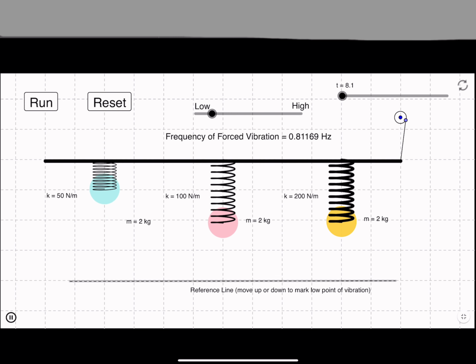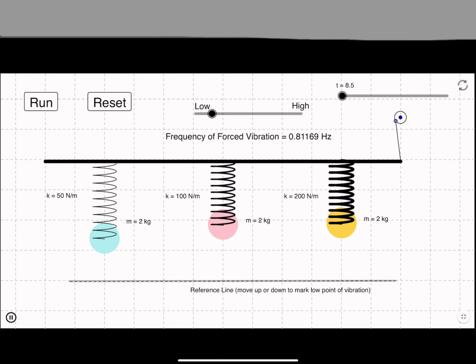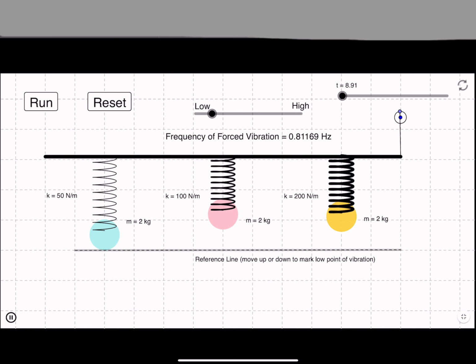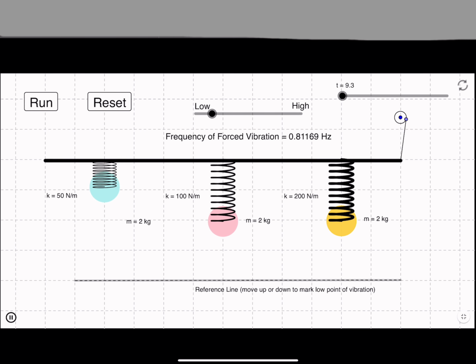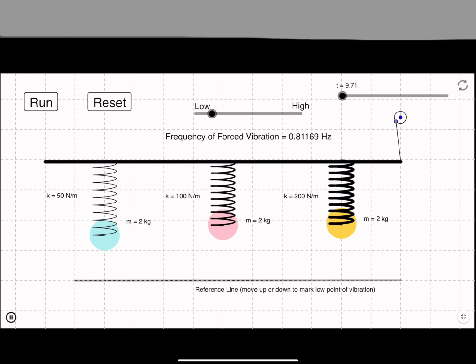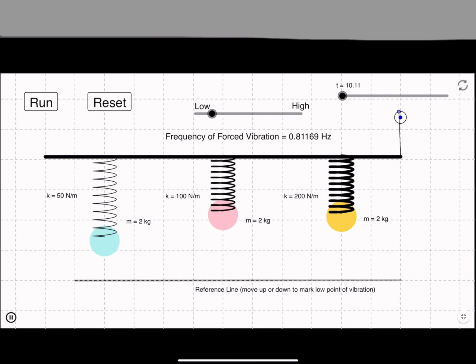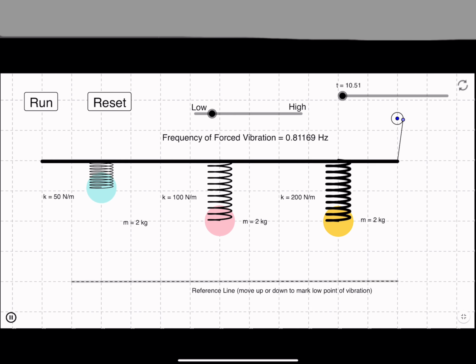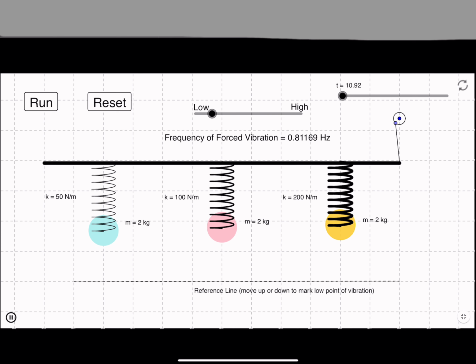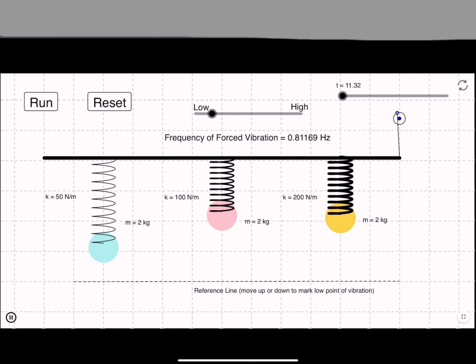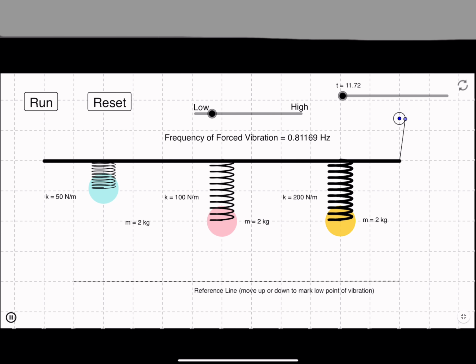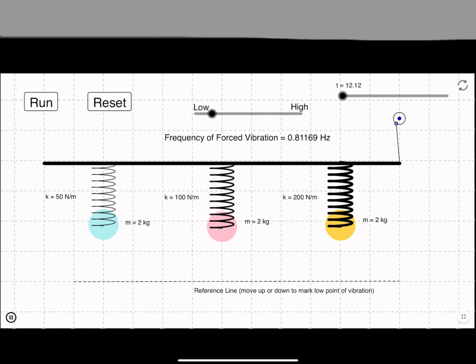So the simple thing is that we can move this point up and down as well, but if we keep this reference point, you can see here that with this 0.8 frequency, all of them are getting the same frequency, that is, the force frequency for all of them is 0.8.